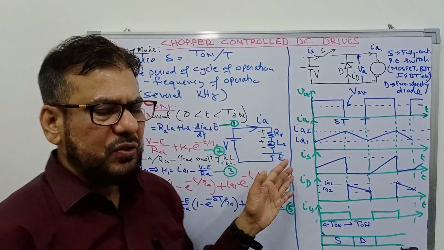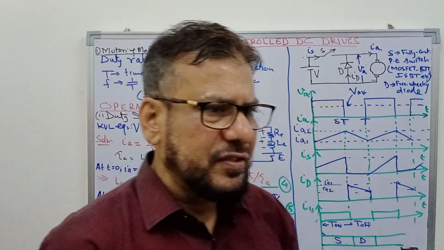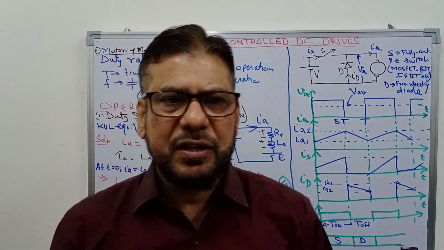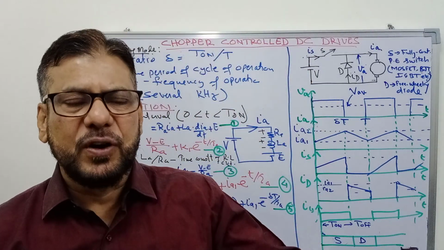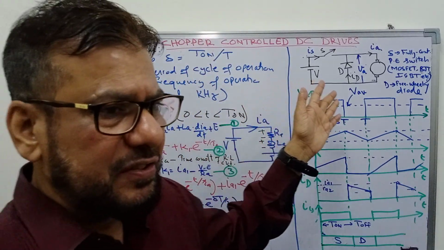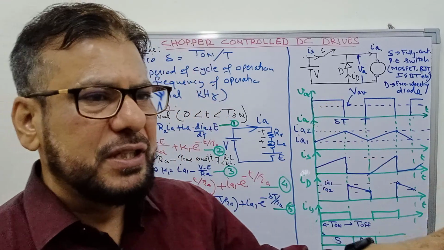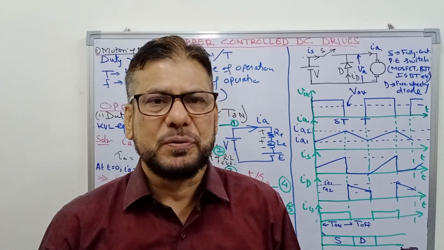Usually thyristors are not used in the case of chopper because thyristors are latching devices. When they are turned on, they can be turned off only when the current falls below zero, and this doesn't happen naturally in the case of DC supply. So we use some device whose turn on and turn off, both can be controlled.